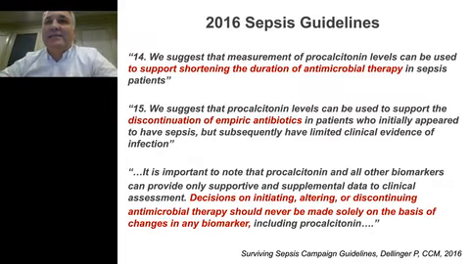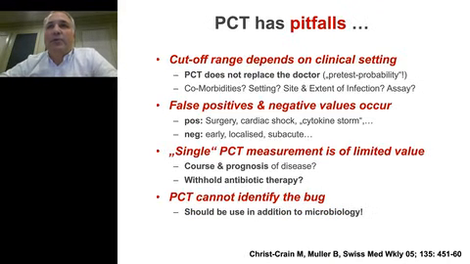So also we have to realize that PCT has pitfalls. It's not the perfect sepsis marker or infection marker such as troponin for myocardial infarction. We have to know PCT, we have to be educated about the pitfalls so we can use it correctly in our clinical routine. First of all, I think it's important to realize that the cutoff ranges depend on the clinical setting. I have shown you the cutoff of 0.25 for the ER and the low-risk patients, and the 0.5 cutoff, which is used for the higher risk group, for ICU patients, for the sepsis patients.